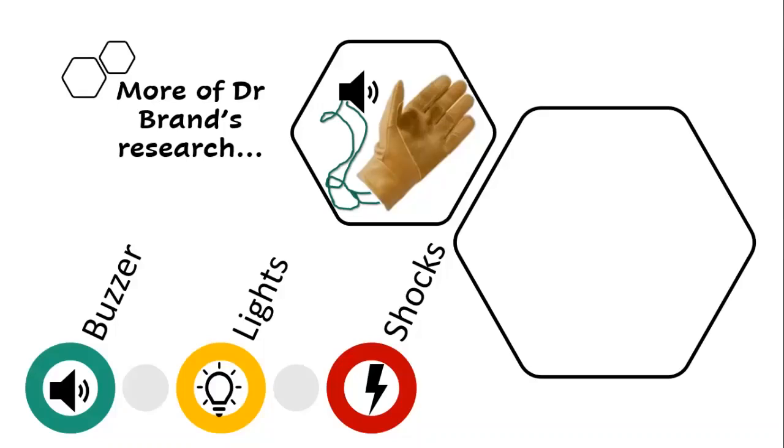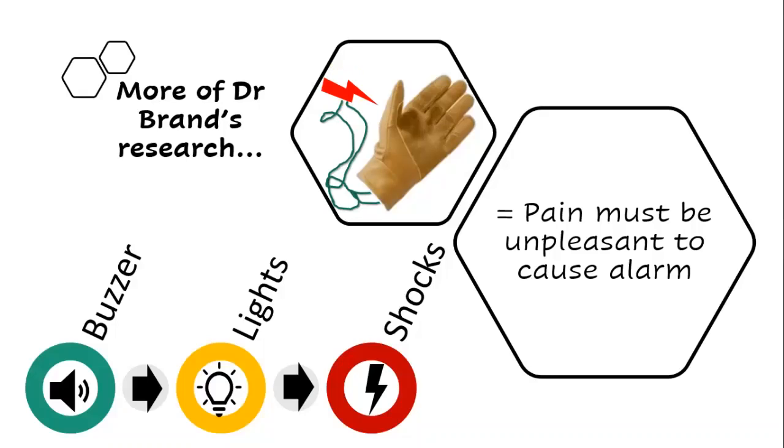Dr. Brand and his team did a lot of research on pain in this population. For instance, they created gloves that were linked to a buzzer to alert a patient when putting too much pressure on their hands in the workshop where they worked. But that did not help. Then they changed it to bright lights, again with no effect. It was only when they started to give the patient an electric shock in an area on their body that could still feel pain that the person would actually stop what they were doing to protect their body. So, Dr. Brand concluded that pain must be unpleasant to cause alarm.